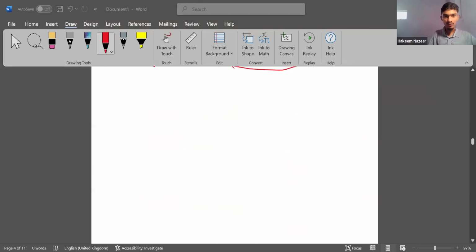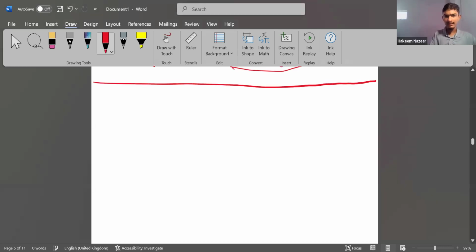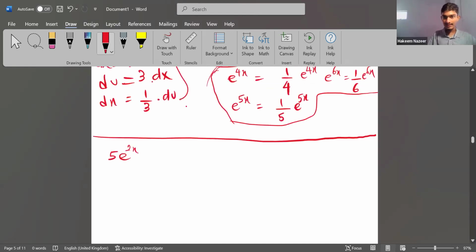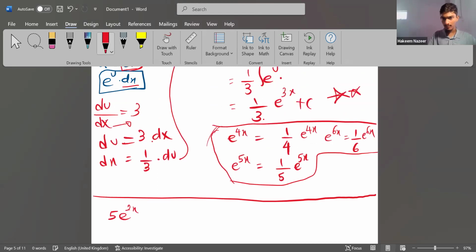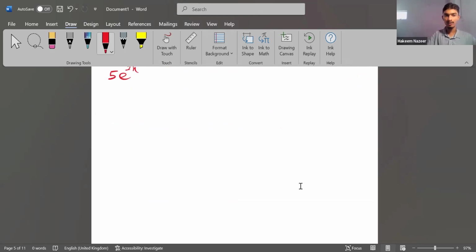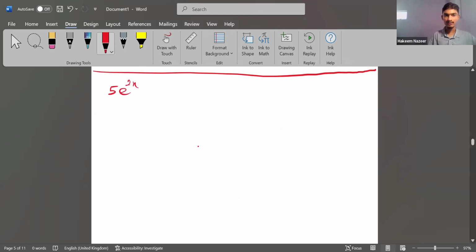Then let's go to a new thing. There's another question like this: 5 e to the power 2x. Again, I forgot to add the c constant. Don't forget to add the plus c. We need to add this plus c constant. Then here we have 5e to the power 2x. Then the answer is the same.